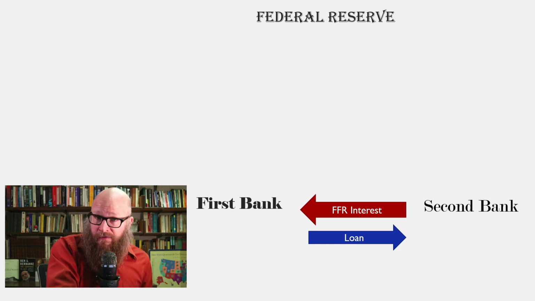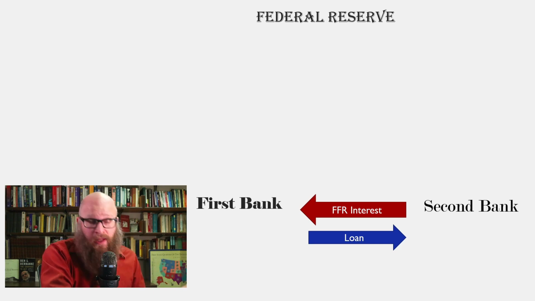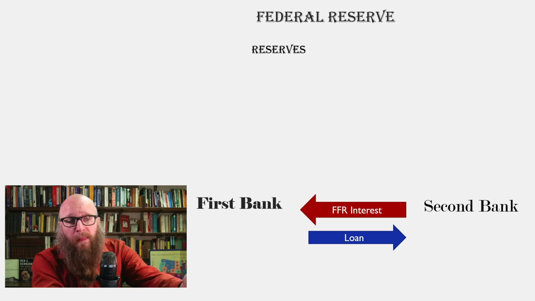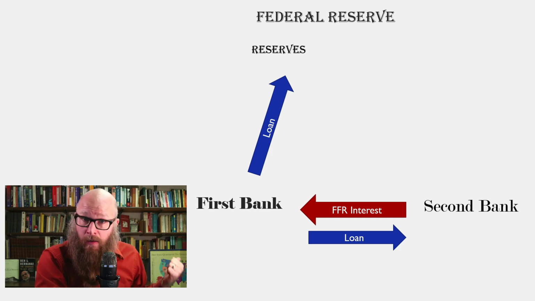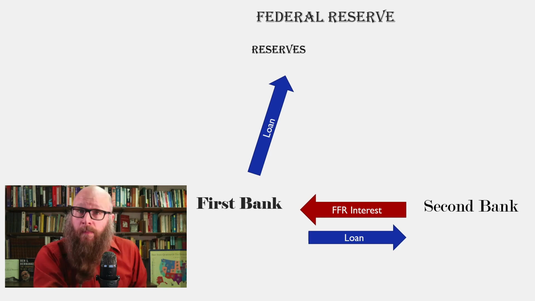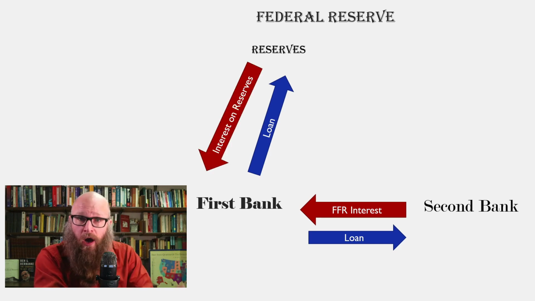That's the interest rate the Federal Reserve wants to target, and they'll do that by setting a ceiling and a floor. So, we have reserves. The first bank can deposit reserves with the Fed. You can think about this as a loan. When you give your bank a savings account, you're lending your bank your savings. And the Fed is going to pay an interest rate on this, the interest on reserves.